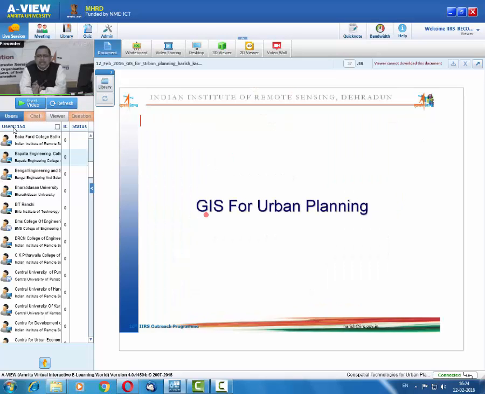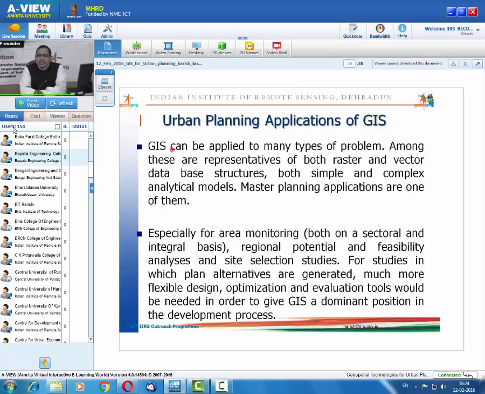Now let us try to understand how this particular technology will be useful for urban planning activity. Here I can say that it can be applied to many types of problems. Among these are representatives of both raster and vector data based structures, both simple and complex analytical models. Master planning applications are one of them. So when we are preparing a master plan for a city, this can be considered one of the typical exercises which can be easily carried out using GIS technology, especially for area monitoring, both on a sectoral and integral basis. Regional potential and feasibility analysis and site selection studies can be performed using this technology.